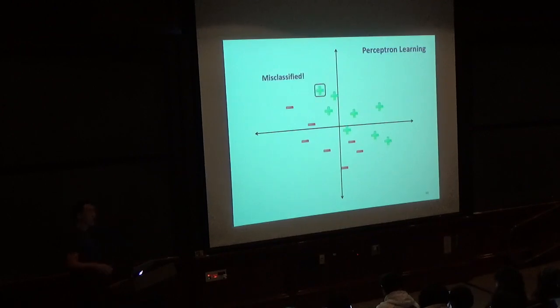Let's pick this one. By default, the first one is always being misclassified because the sign of 0 is 0, which is unequal to 1 or negative 1. So by definition, the first example is always misclassified. We're going to move the tangent vector, W, in the direction of this data point because it's a positive data point. And now here's our new hyperplane.